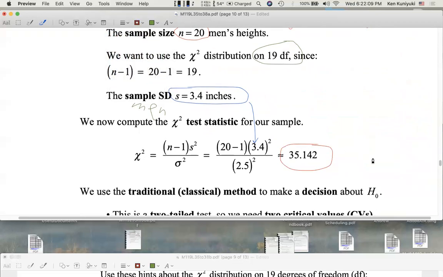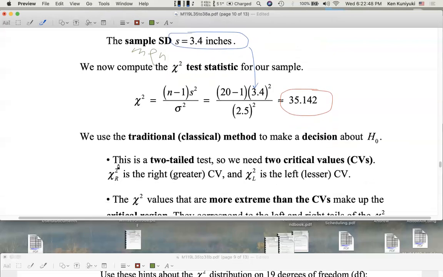So this is a nice single number that describes how the sample relates to the null hypothesis in the context of this overall test. Okay, 35.142. But looking at it, this may not mean much to you. So it would be helpful to look in terms of either probabilities and p-values, or just ask yourself, how do I classify this? Is this too extreme or not? How do I make my decision? Do I reject the null or not? How do I determine that? We're going to use the traditional or classical method to make a decision about the null.